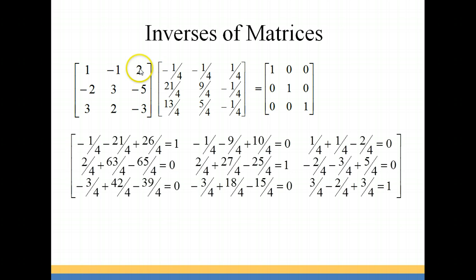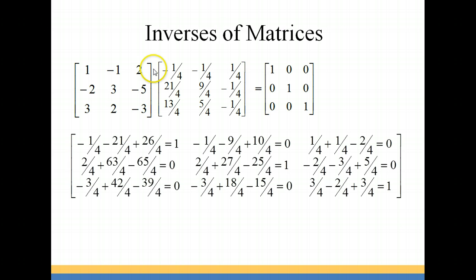Now we're going to take row 1 and multiply it by column 2. So I have 1 times -1/4 plus -1 times 9/4 plus 2 times 5/4. And when we add those together we get 0, which we should get. So remember that if you're multiplying row 1 times column 2, the answer should go in row 1, column 2 of the resulting matrix.